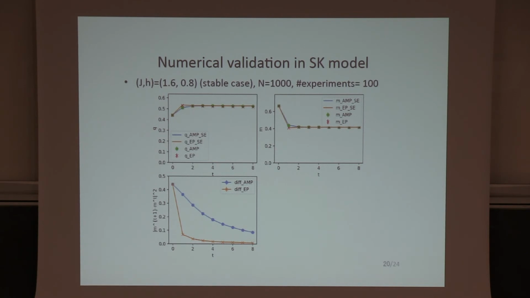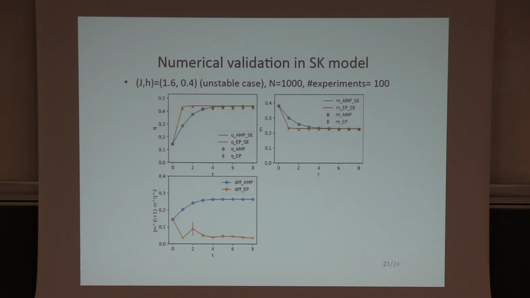So we can retrieve the known replica-BP correspondence here, and the orange curve and red markers are for the expectation propagation. Okay, we can see that the trajectories of these two are different, but they finally converge to the same fixed point, right? This is Q and M, and the third panel shows the difference of the state vectors between two successive times. You can see that in this RS stable condition, it converges exponentially, right?